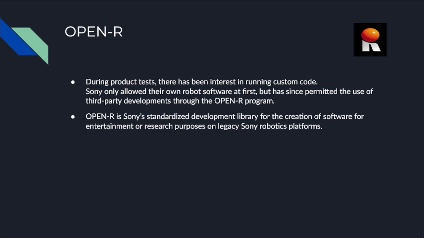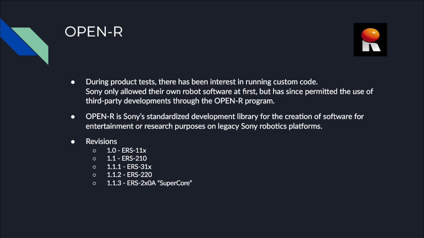And you'll notice there are different revisions of OpenR depending on what robot you have. For example, the first generation of AIBO would be 1.0. Then you have the 210s, which would be 1.1. And afterwards, they never got past 1.1, everything's iterative. 1.1.1 would be the third gen AIBO, the 31, 311. 1.1.2 would be the 220. The 1.1.3 would be the ERS-7, and I guess they skipped 4 and went straight to 5 for the 7.